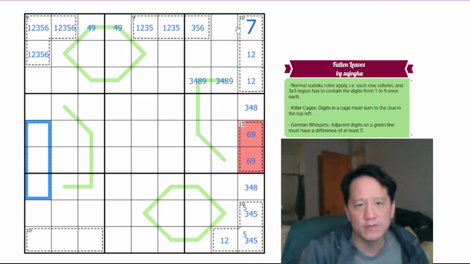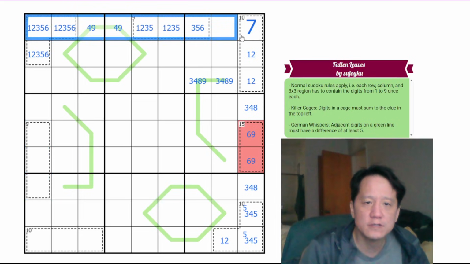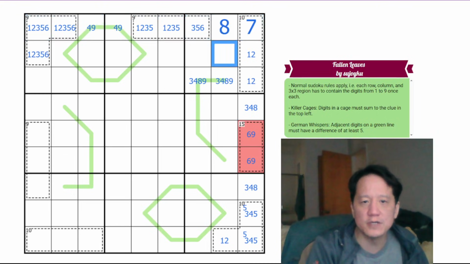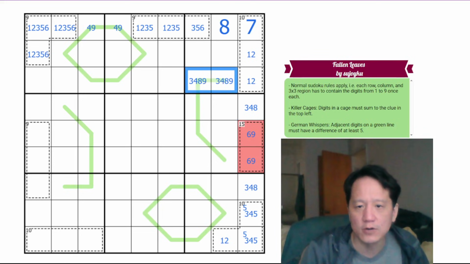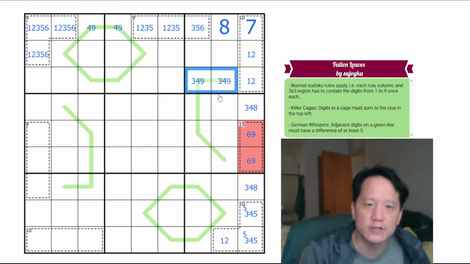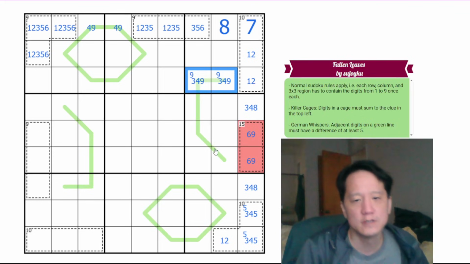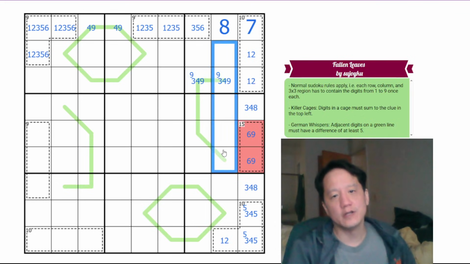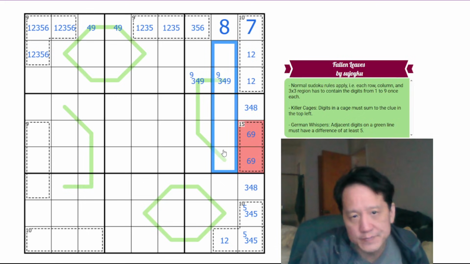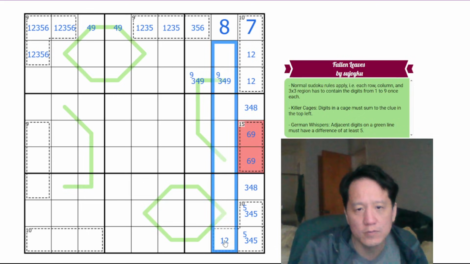What else do we have? Oh, where is 8 in row 1? It has to be here. So this is 8, which eliminates 8 being here. Therefore, we're guaranteed this has to be a 9 next to the 3 or 4. That's going to be next to it. 8 cannot be any of these digits, or here.